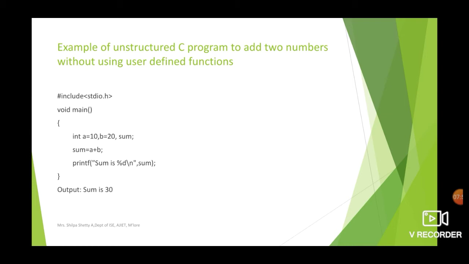So sum = a + b. Then printf("sum is equal to %d \n"). Whatever sum we computed, we are displaying the sum. So sum is equal to %d, because sum is declared as an integer. %d is the format specifier for integer. If you execute this program, the output would be sum is equal to 30.